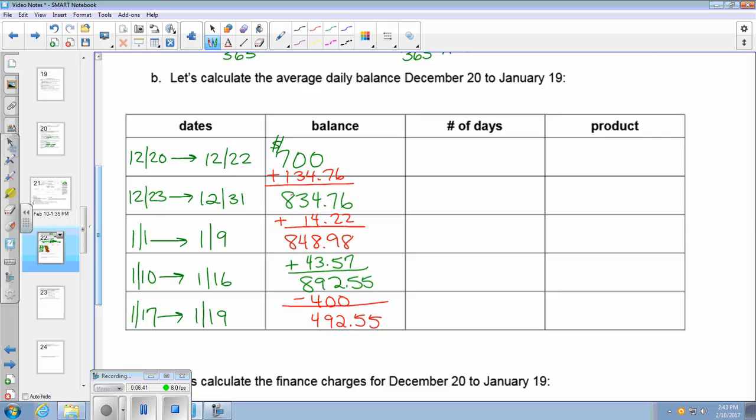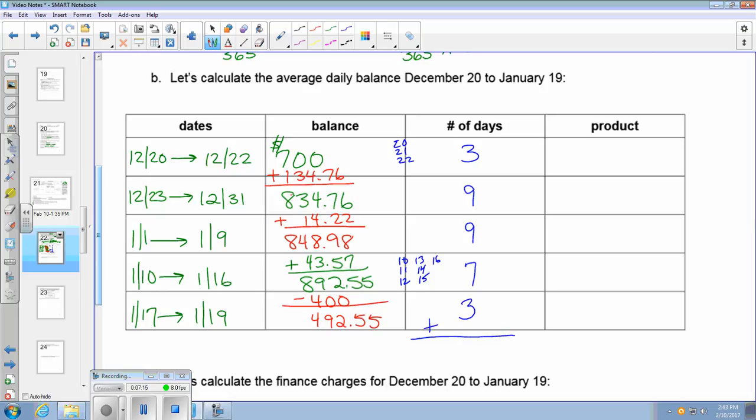All right, so next step we want to do is figure out the number of days that has these balances. So for the first one, the 20th, the 21st, and the 22nd is a total of 3 days. The 23rd through the 31st is 9 days, and I'll leave it up to you to press pause so you can see why or verify that. January 1st through the 9th is 9 days. 10th through the 16th is 7 days. And just as another example, we've got 10, 11, 12, 13, 14, 15, 16. Those are 7 days. And then the last balance is on our credit card for 3 days.